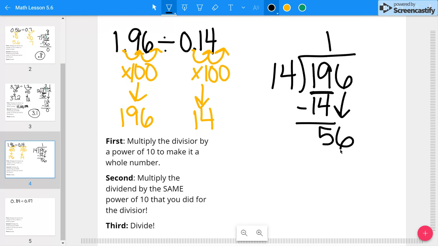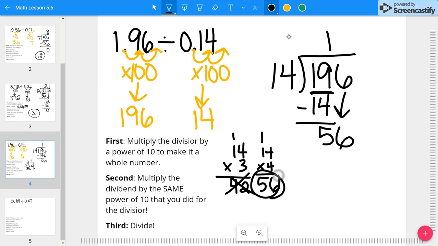Now I need to ask myself, 14 times what number gets me close to 56? I'm going to do some work over here. 14, let's try 3. Well, that's 12. That's 42. Too small. What about 14 times 4? 4 times 4 is 16. So that would be 56. That works. So I'm going to put my 4 on the top, right above, because that's where I'm working. Now I multiply 4 times 14, and that gives me 56. And I subtract, which gives me 0.